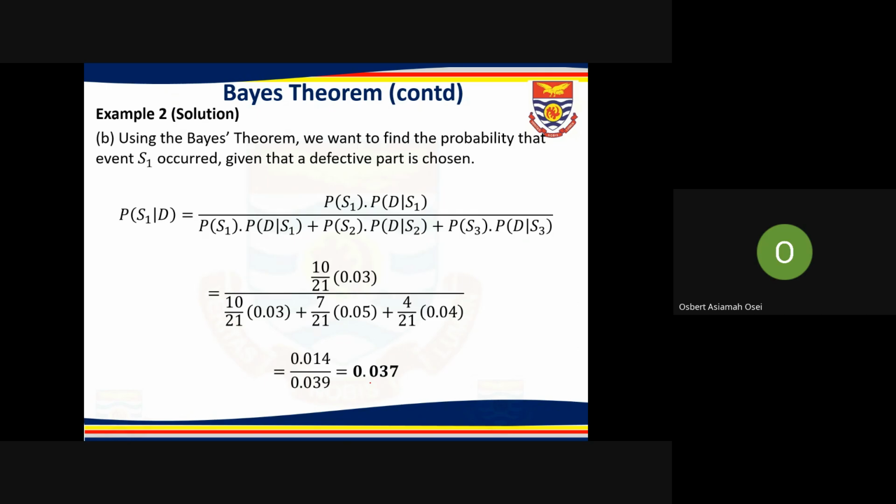We have a really low probability that it is coming from supplier 1, given that it is defective. The probability is 0.037. All these, I will skip because they are merely calculations.